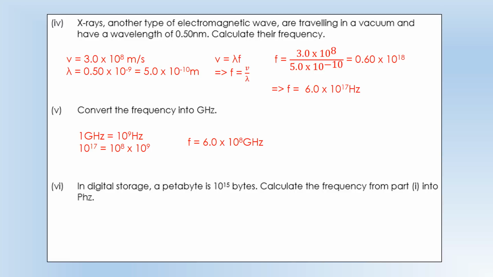So in digital storage, a petabyte is 10 to the 15 bytes. Calculate the frequency in petahertz. Okay, so this is one that wasn't given at the start, but we've been given enough information to figure it out. So a petahertz is 10 to the 15, so it's a really big unit of frequency, bigger even than a gigahertz. We can apply the same way we did to the previous question to figure out how many we need, and then we're just going to do 6 times 10 to the 2 petahertz, or 600 petahertz.